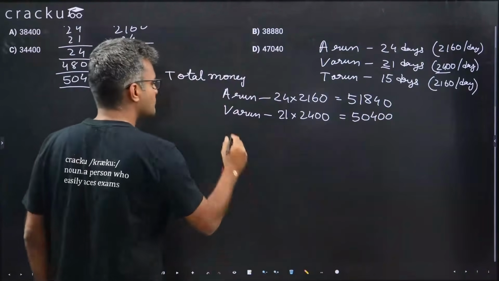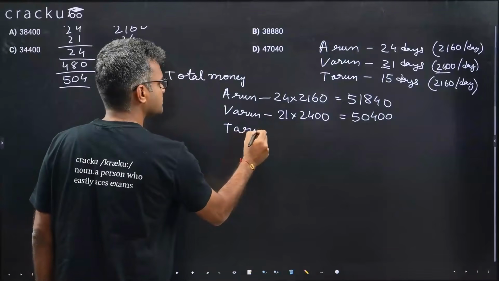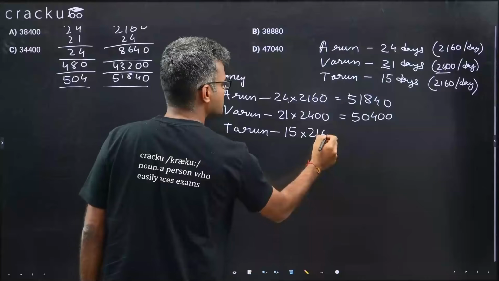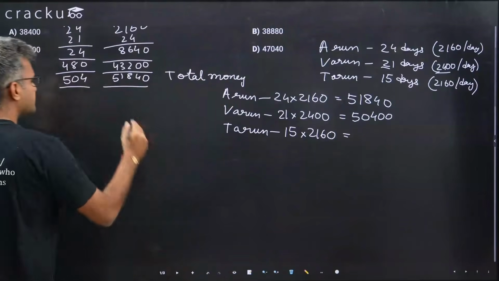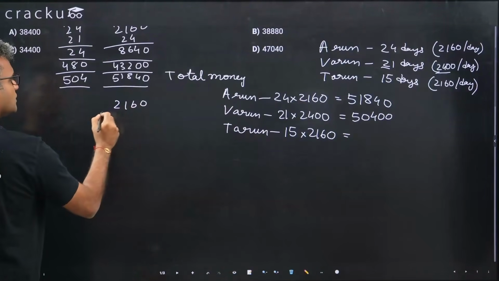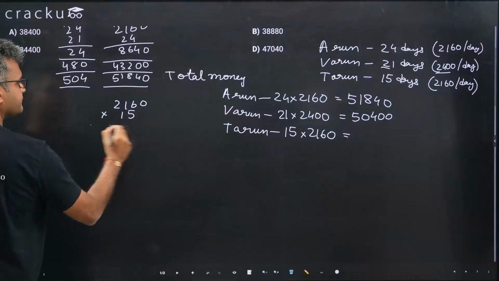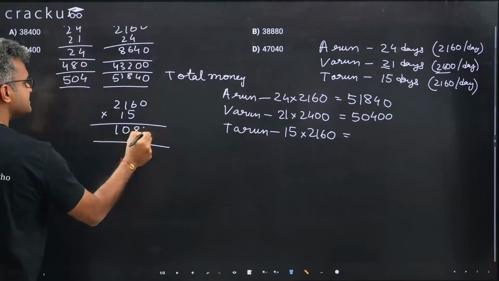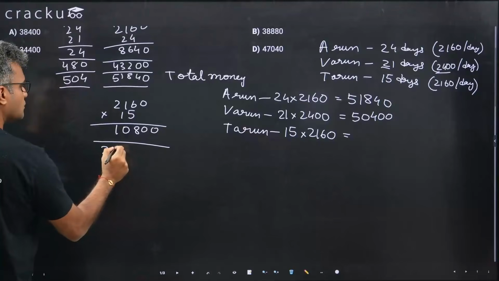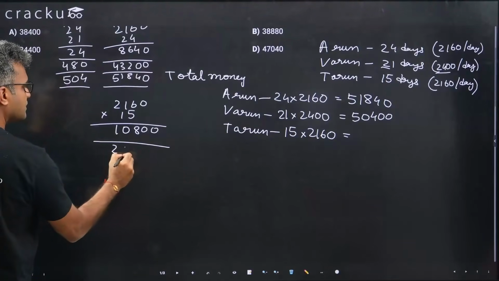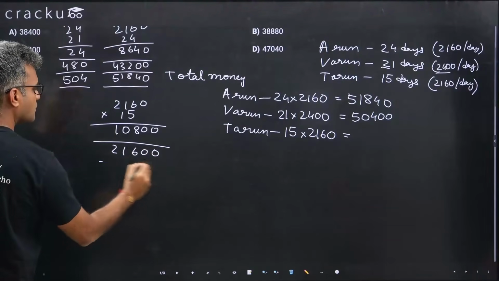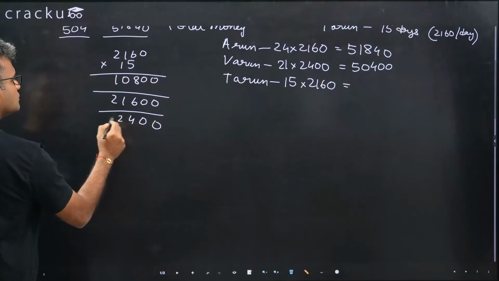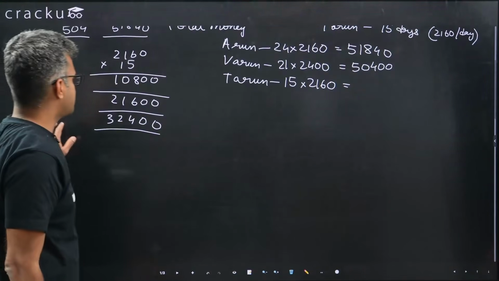And what is the total amount charged by Tarun? Tarun works for 15 days and every day he charges 2160. This will come to equal, what is 2160 into 15? This will be 10800 and this is 21600. So this will come to 32,400.